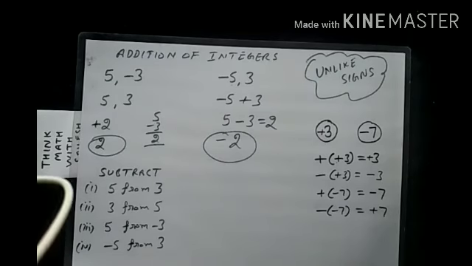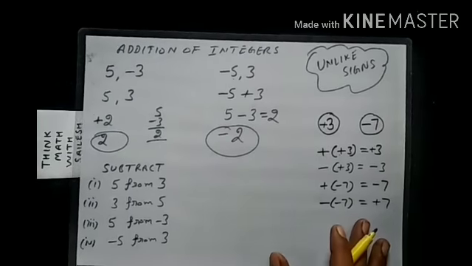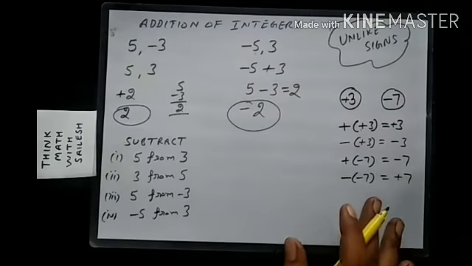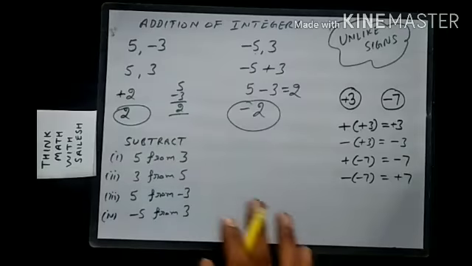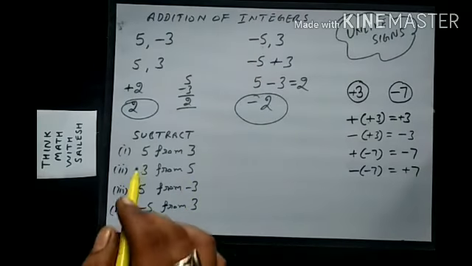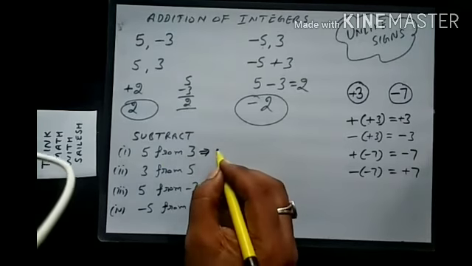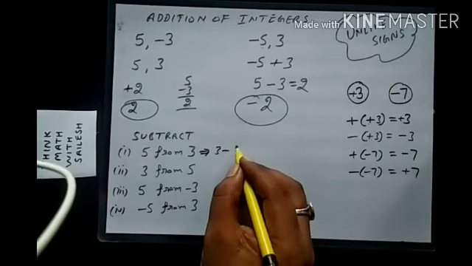It means we can say if the same symbols multiply, then the answer is positive, otherwise the answer is negative, in the case when the positive symbol is multiplied with the negative symbol. So we have to keep this in mind in the case of subtraction. There are some questions relating to the subtraction operation, that we have to subtract 5 from 3. It means 3 minus 5.